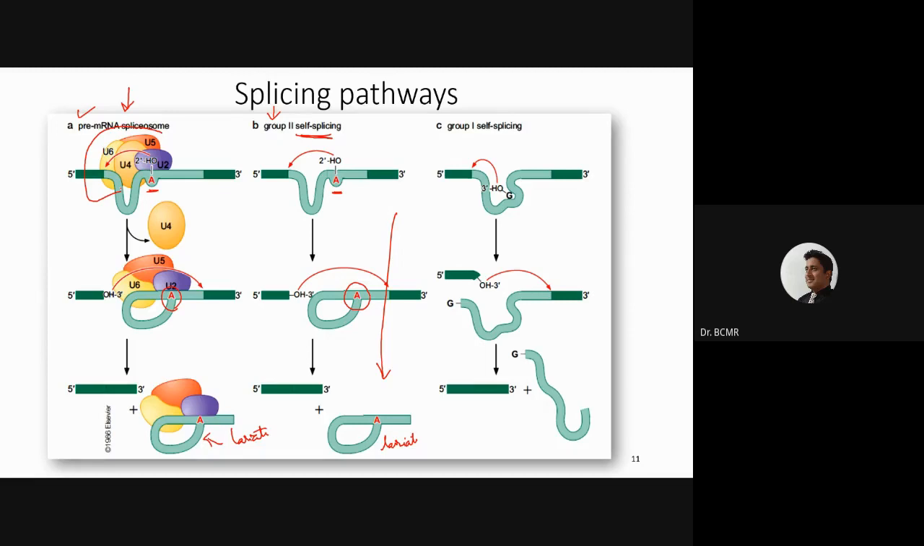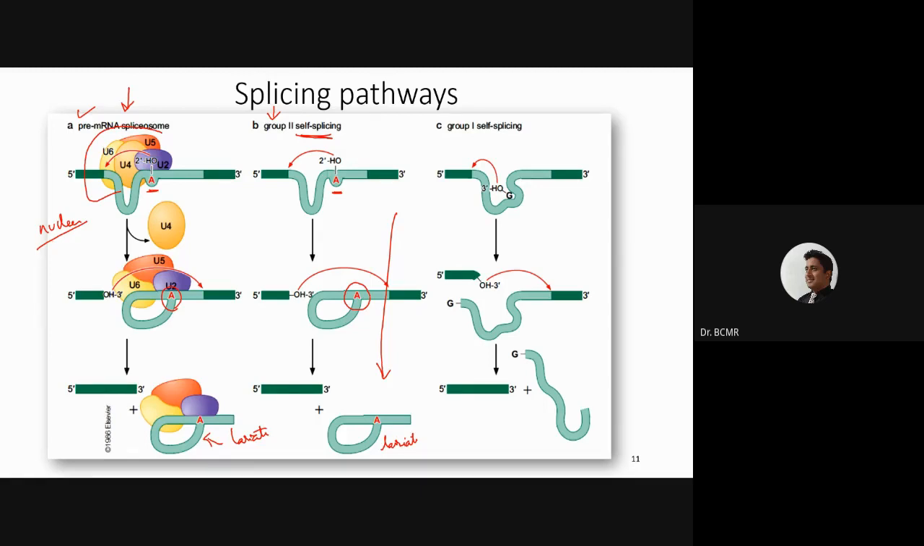Predominantly, all the nuclear introns, meaning that they are all eukaryotic, follow through this class, so they fall under this category. Whereas group 2 self-splicing, you'll find in prokaryotes and maybe other eukaryotic cell organelles.